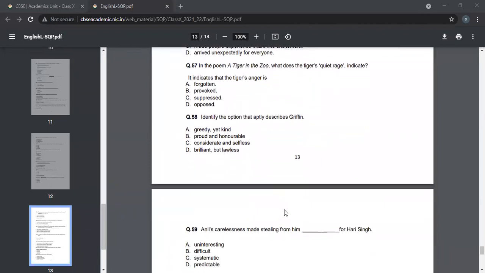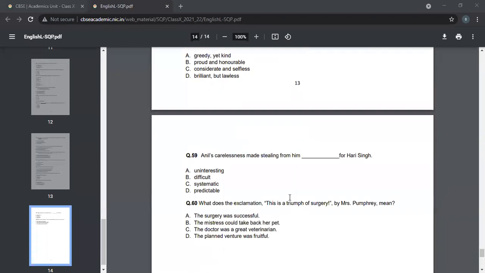Identify the option that describes Griffin. Option A, greedy yet kind. Option B, proud and honorable. Option C, considerate and selfless. Option D, brilliant but lawless. Yes, last option is the correct. Yeah, aise question dekho, clearly aapko pata hai yahan pe. Aise aap leke chalo 10 to 15 questions, you will be very sure. 10 to 15, you will be very confused. And rest of moderate. Confusion between the two. Fine.